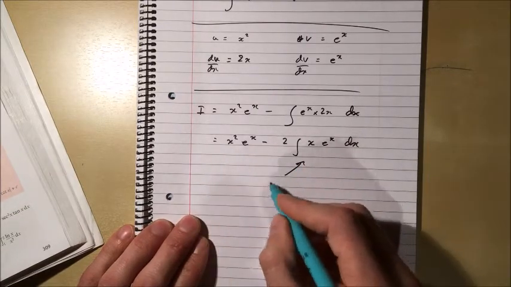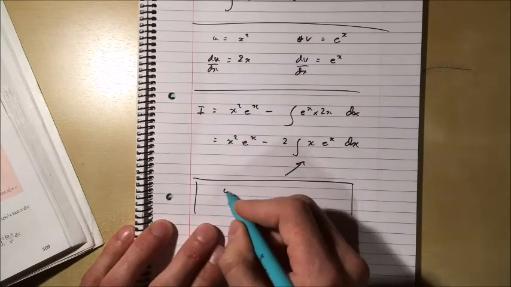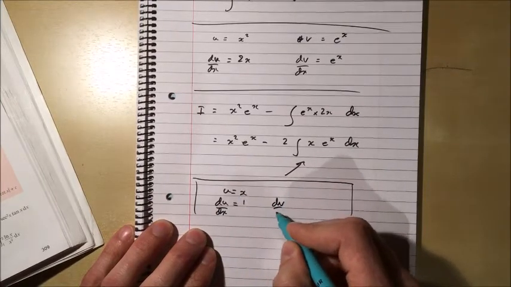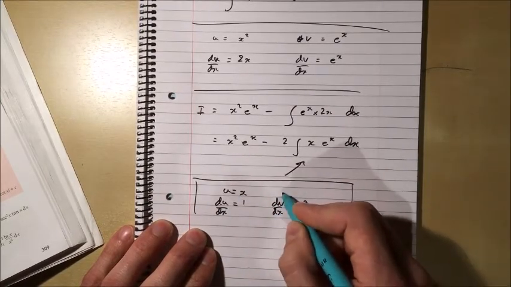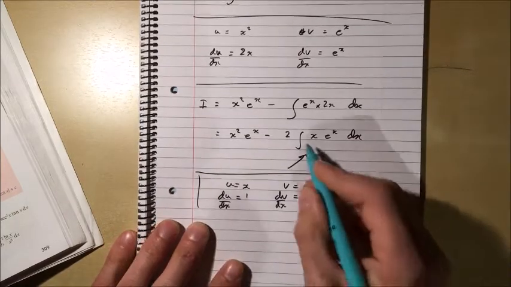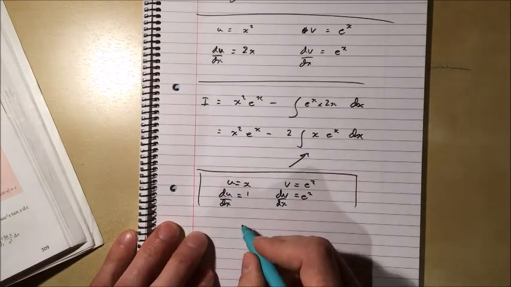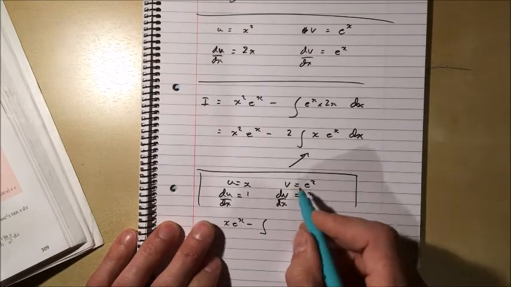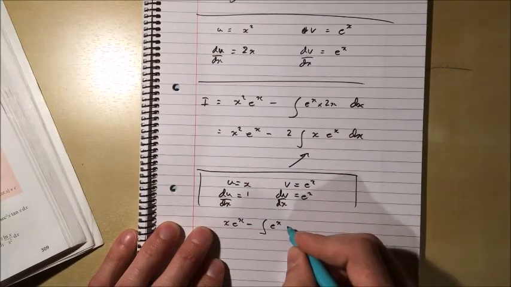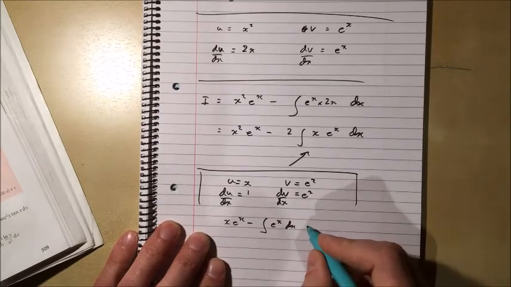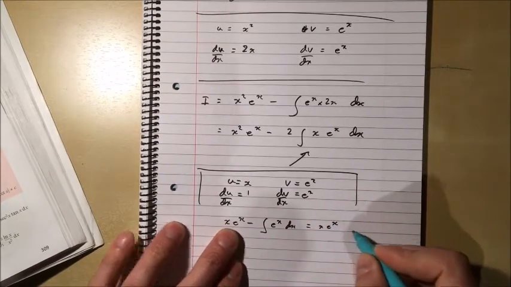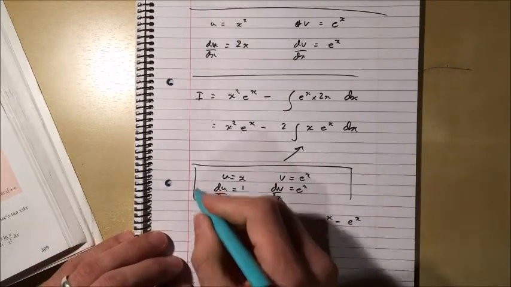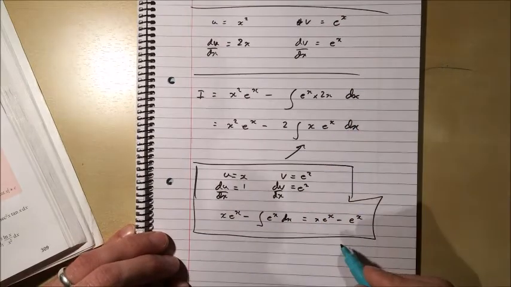So just dealing with that bit, we get u as x, du by dx is 1. dv by dx is e to the x, v is e to the x. So the integral of this bit is going to be uv, x e to the x, minus the integral of v du, and that is x e to the x minus the integral of this thing, which is e to the x.